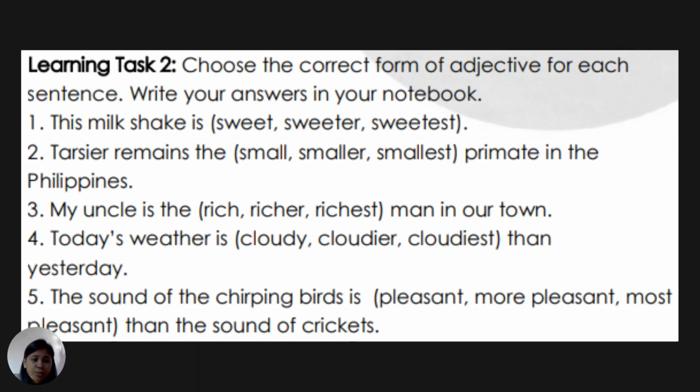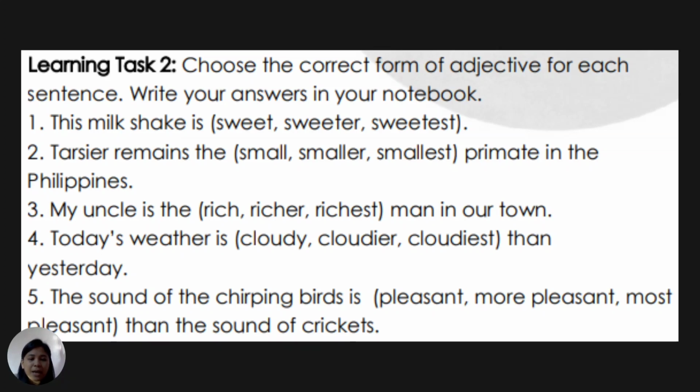Now, for learning task 2, choose the correct form of adjective for each sentence. Write your answers in your notebook or paper. Number 1. The milkshake is sweet, sweeter, sweetest. Number 2. Tarsier remains the smallest primate in the Philippines.